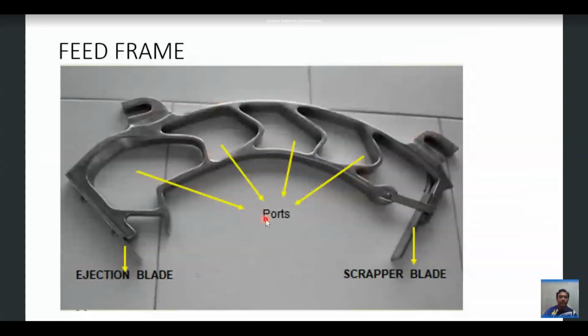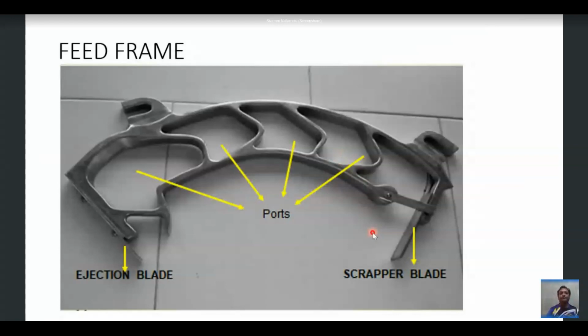Once you are fixing the feed frame onto the turret, you should be very careful in maintaining the gap. The gap between the feed frame and the turret must be a paper thickness. So a paper must be moved comfortably between the feed frame and the turret. That is the exact gap that should be maintained in order to prevent spilling of the granules from the tablet machine. That is the important aspect you have to take into consideration whenever the feed frame is fixed onto the turret.